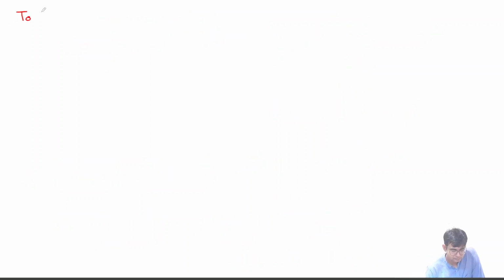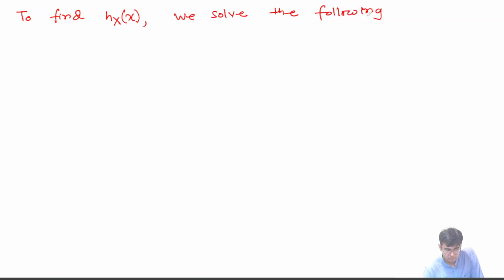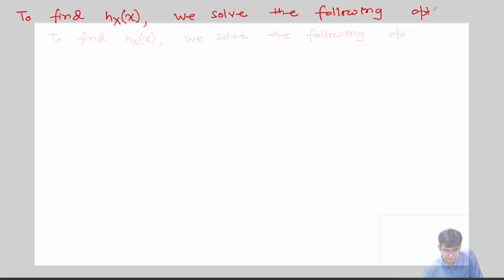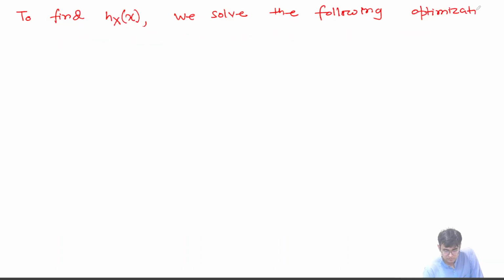So then, to find hxx, we solved the following optimization problem. To find hxx, we solved the following optimization problem. So can you tell me the optimization problem? I want to find out what? h. So h is my design variable. hxx, let's call it star.